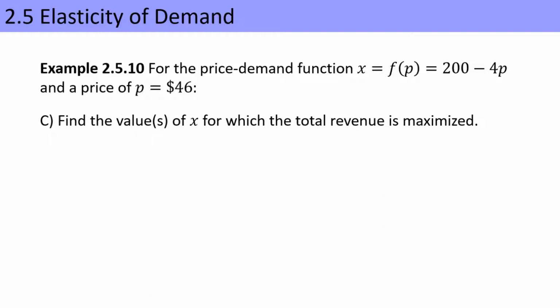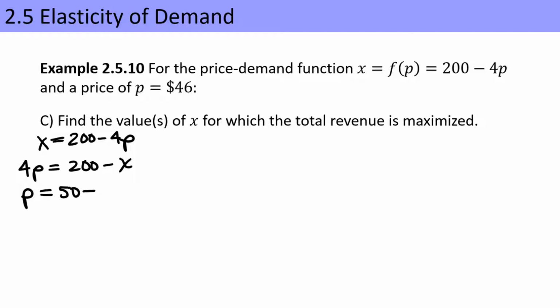Part C, find the value or values of X for which the total revenue is maximized. This is going to be a two-step procedure, so let's first begin with X equals 200 minus 4P, and we are going to solve for P. So I would have 4P is equal to 200 minus X. Divide by 4 on both sides, and I'll get P equals 200 divided by 4 is 50, minus X divided by 4 is X over 4.